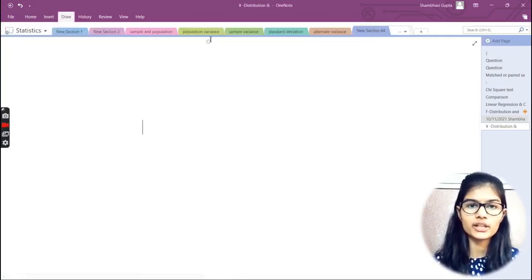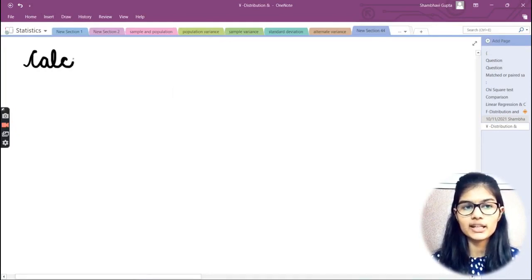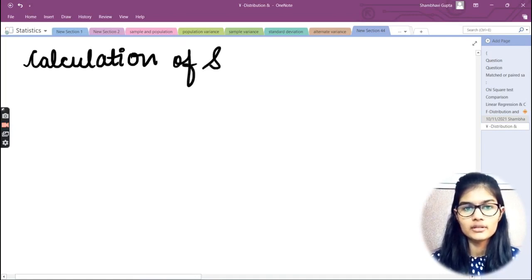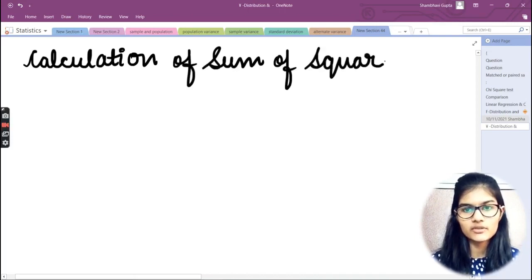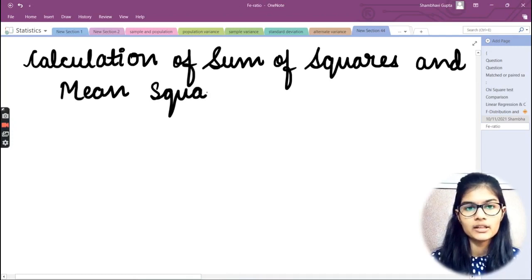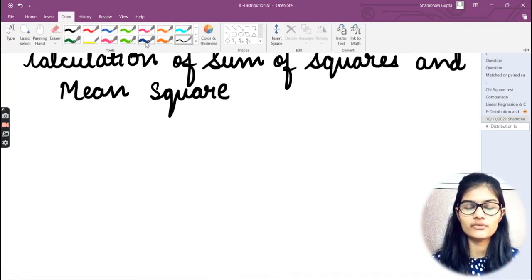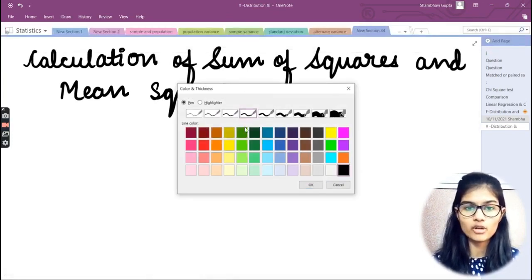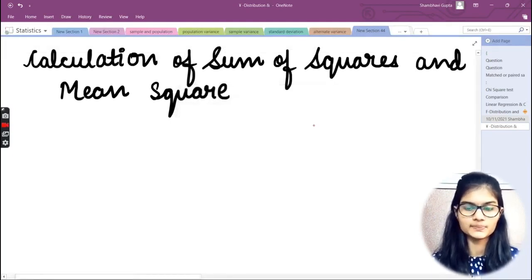and the sum of squares, all the things we are already familiar with, right? So now I'll be discussing one of the very important topics today, and that is basically the calculation of sum of squares and mean square. Okay, so this is what we are going to discuss. We'll be seeing how we do the calculation for the sum of squares and even for the mean of squares. So what's the procedure that we need to follow? All those things we'll be seeing here, right?